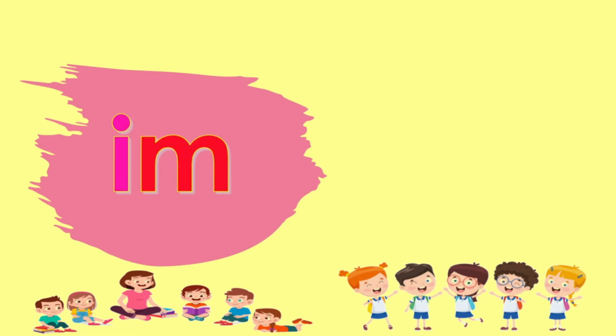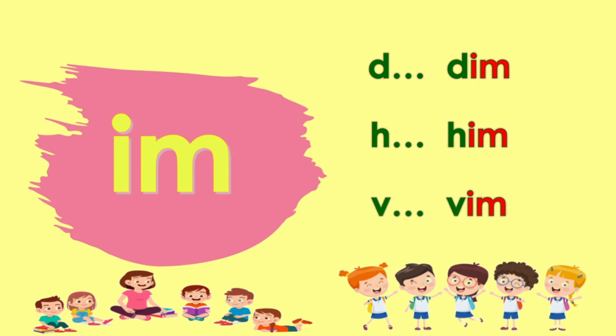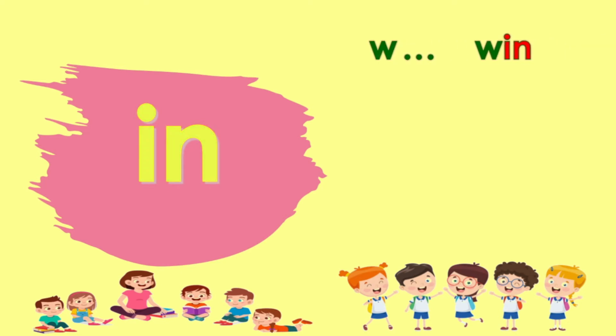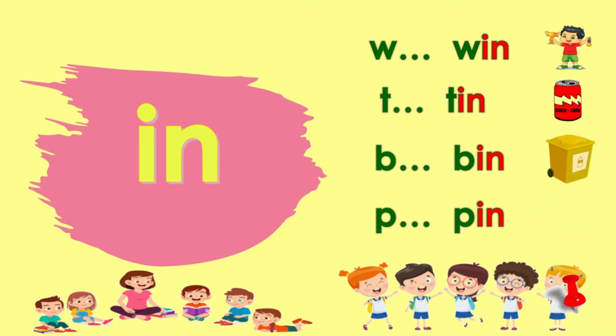Now, next one. IM, im. D, IM, dim. H, IM, him. W, IM, whim. Now, IN. In, in. W, I, N, win. T, I, N, tin. B, I, N, bin. Last one, P, I, N, pin. These are IN words.